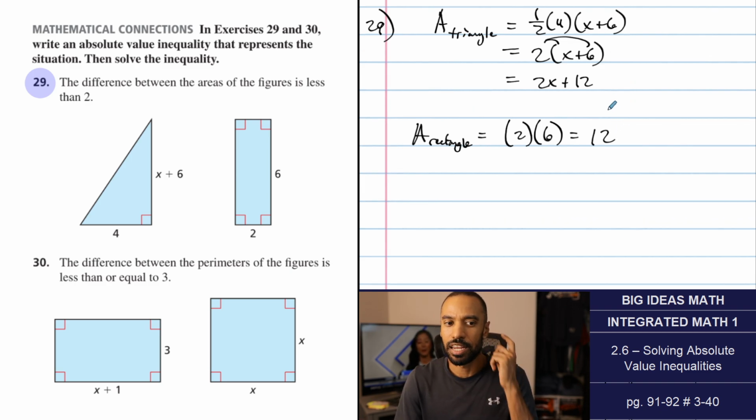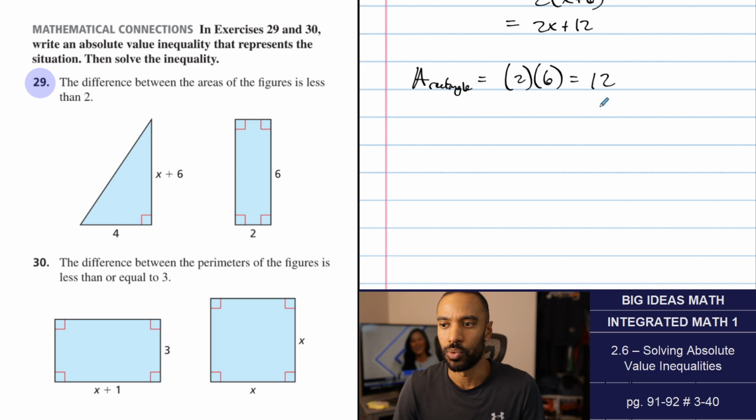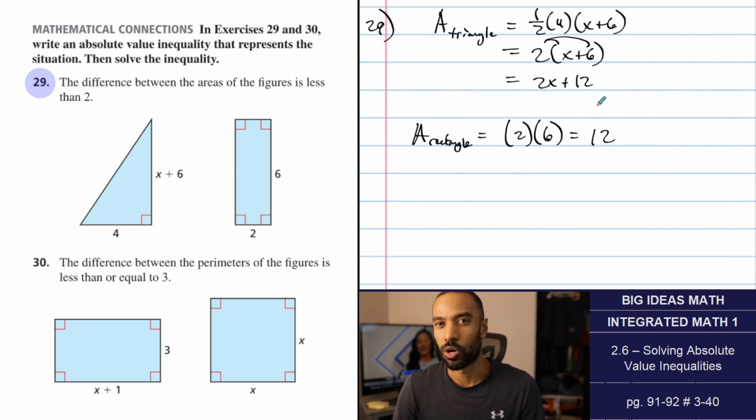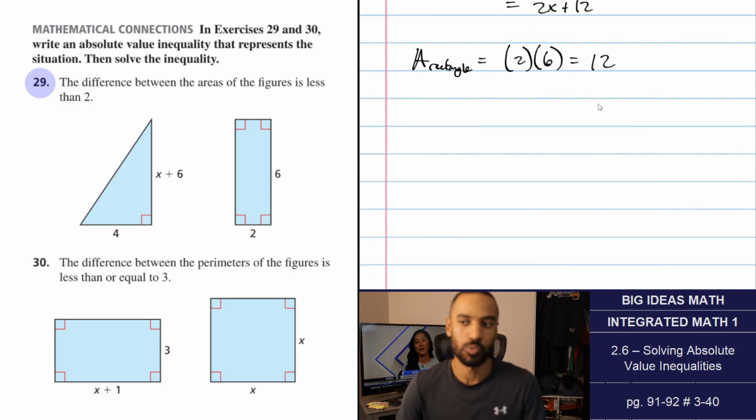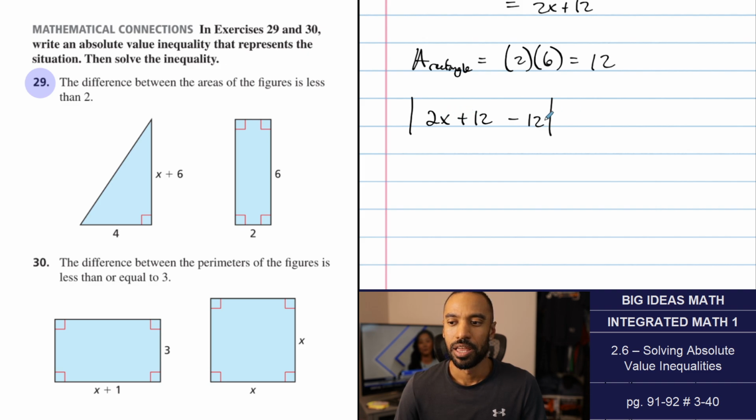Now they said the difference between the areas is less than 2. The thing is, it doesn't matter which way you do the area difference, whether it's this minus this or this minus that, because we can write them in an absolute value state. But if I do this one, I think it'll make more sense to see it this way, even though, again, absolute value, it shouldn't matter. This has to be less than 2, the difference in this area and that area. Anyway, 2x plus 12 minus 12 is 2x. Did they say solve? They said solve. Absolute value of 2x has to be less than 2.